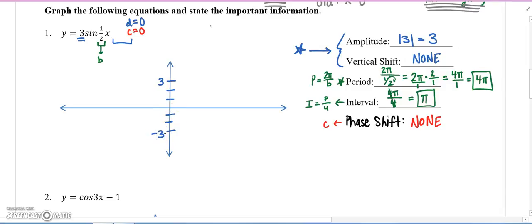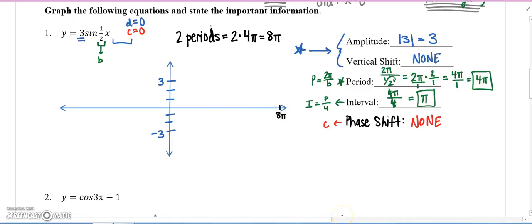Negative 3 is my min. Alright, what changes here a little bit is the x values. Before it ended up being the same thing because I wasn't changing the period, but now I am. We do still want 2 full periods there, so we're going to do 2 times the period to figure out how far that is. 2 times 4 pi is 8 pi. So that means the last x value I'm going to label as 8 pi.